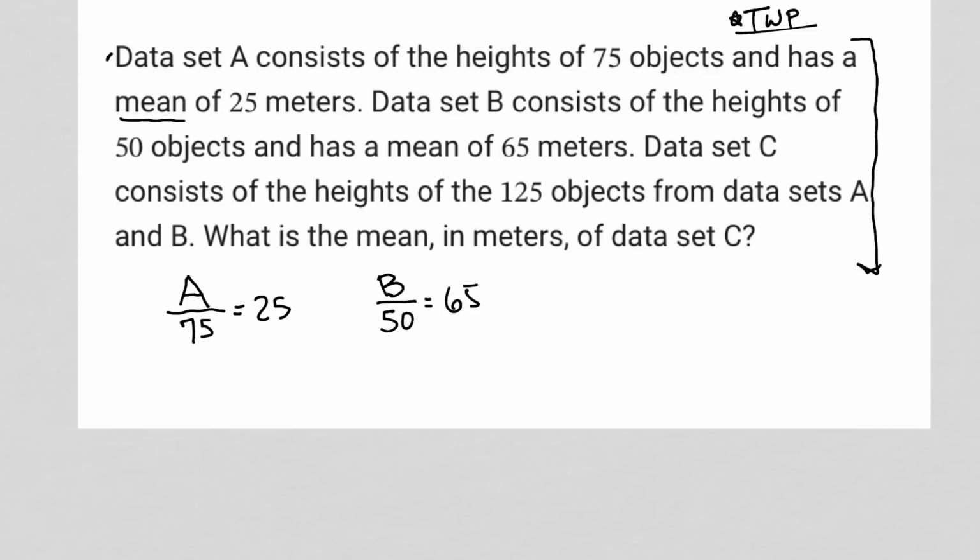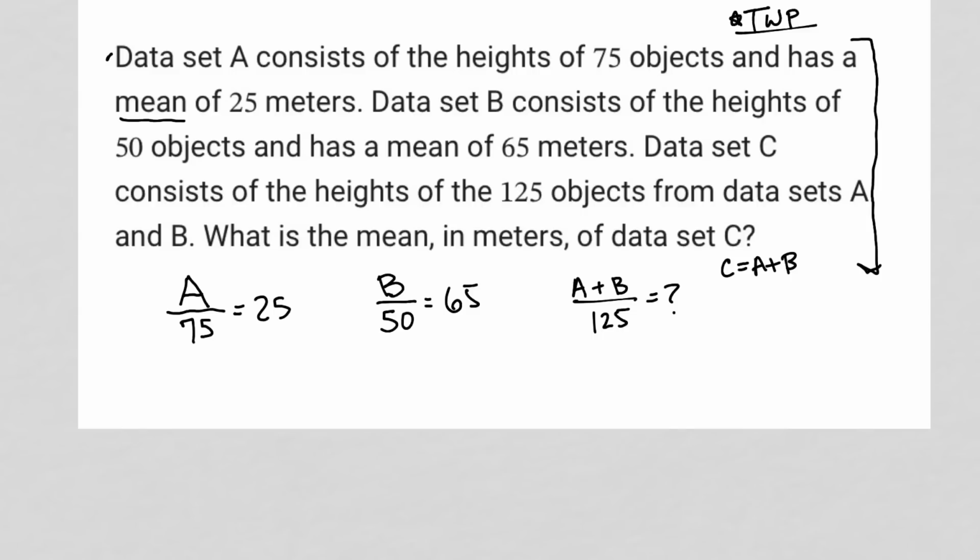Data set C consists of the heights of the 125 objects from data sets A and B. What is the mean in meters of data set C? Okay, so data set C, I'm not going to write it as C. I'm going to write it as A plus B divided by 125, because I know that C is equal to A plus B. And then here's what I'm being asked to find. So that's my translation for the last sentence, and that's what I'm focusing on because that's what the question wants me to find. So how do I solve this?